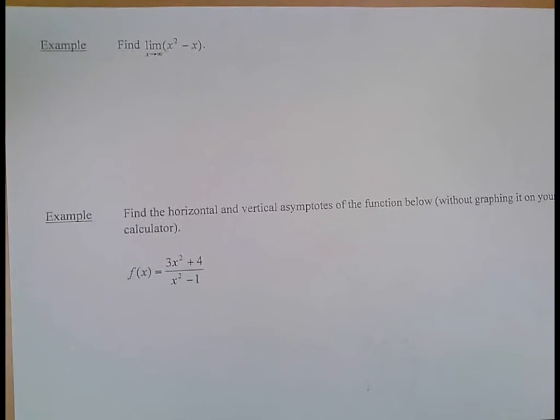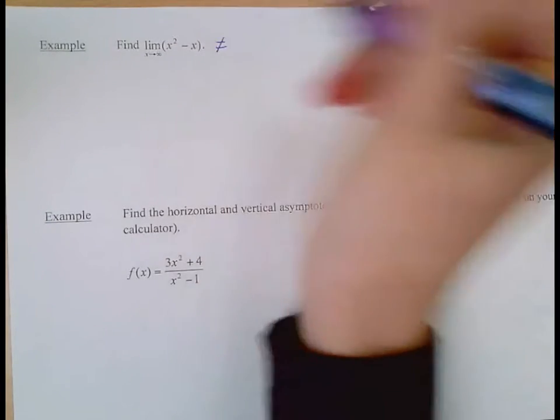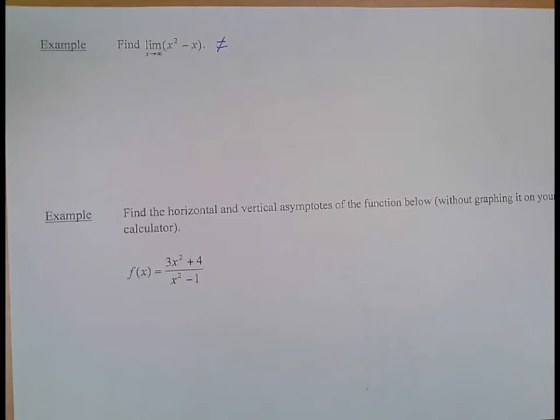Okay, then the next example. I saw some of you were working ahead, so just make sure that what you're doing is correct. I'm going to show you what you are not allowed to do for this example. The limit as x approaches infinity of x squared minus x. I'm going to write it as something you cannot do.